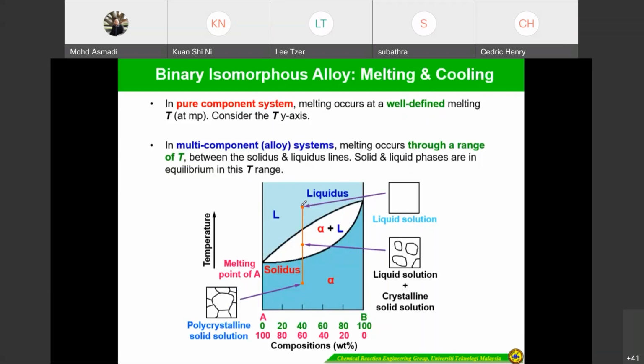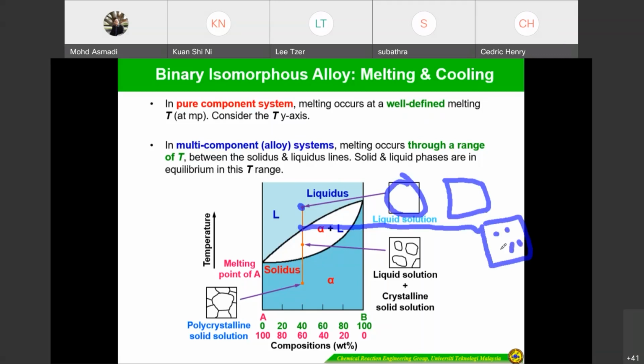So meaning that if you want to go from the liquid to the solid, you can see here 100% liquid. If I want you to draw, you have to draw the liquid like this. And then the initial solid present is small, a little bit small. At the two-phase region, the solidified part grows, because the nuclei are growing.